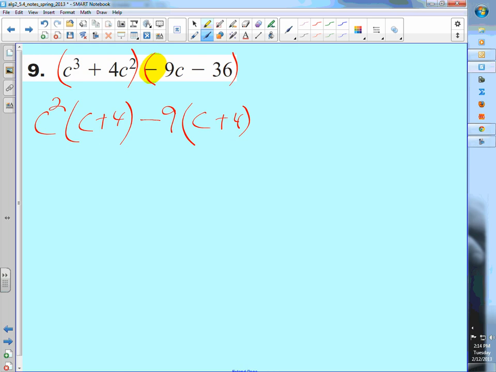Everybody good there? So when you take out the c plus 4, what's left? Minus 9. No, it is factorable. Okay, we've got to work on completing the sentences now.